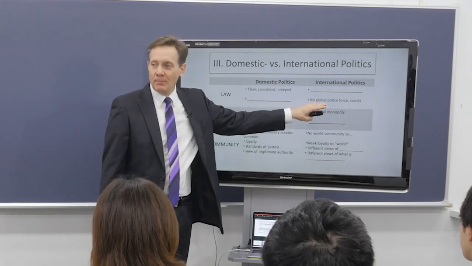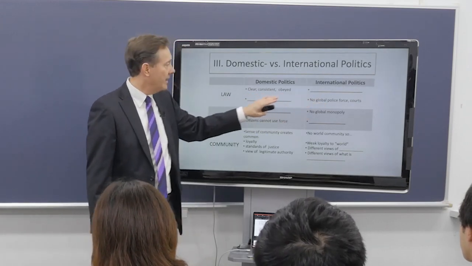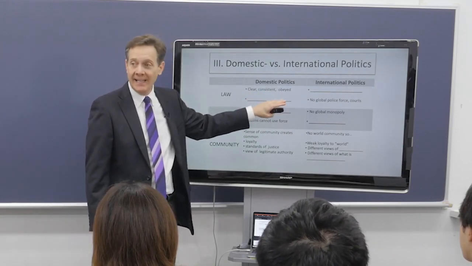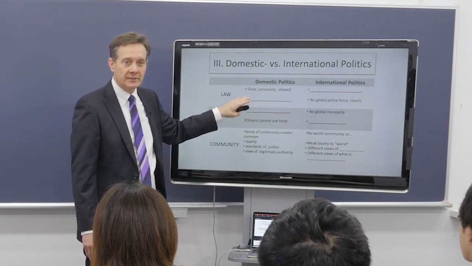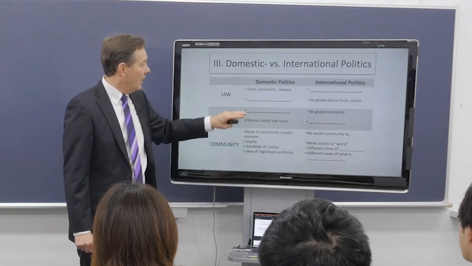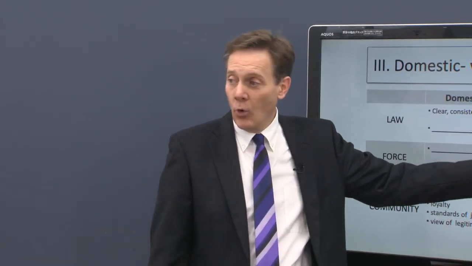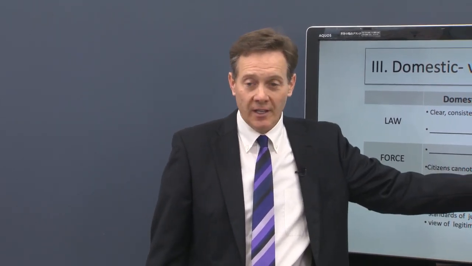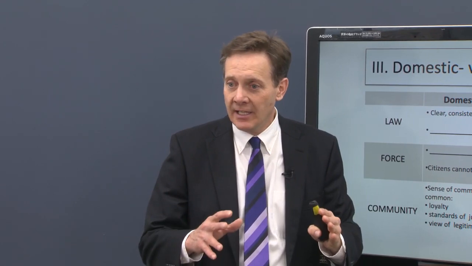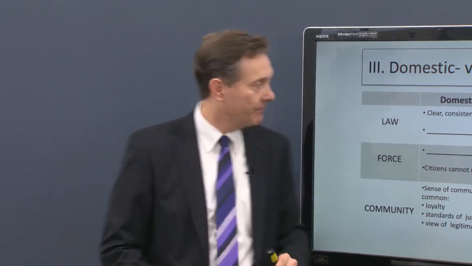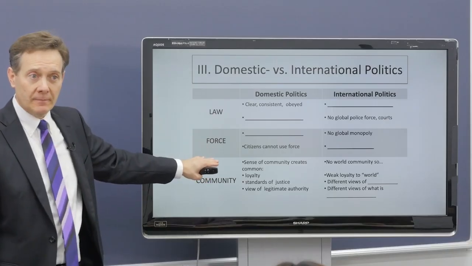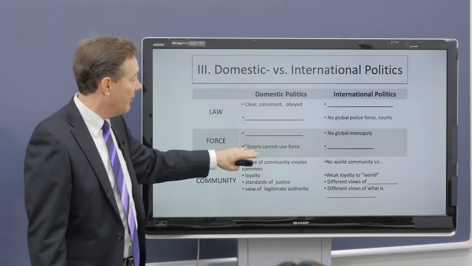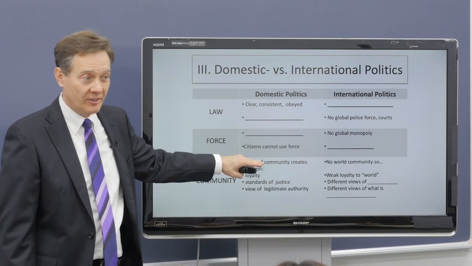But what about international politics? In the international system, is the law always obeyed? Is it always clear? Can it be? In international politics, there's no world police. There's no global police. There are no real global courts that manage the daily laws around the world. Let's look at force. Let's look at military, for example. In domestic politics, citizens cannot use force. Right?